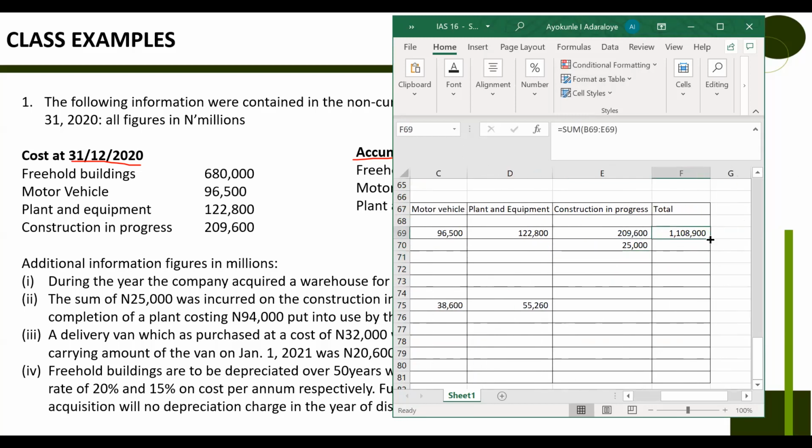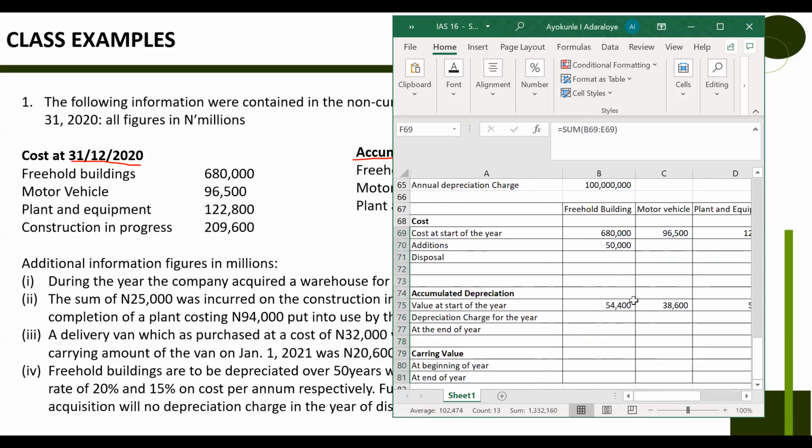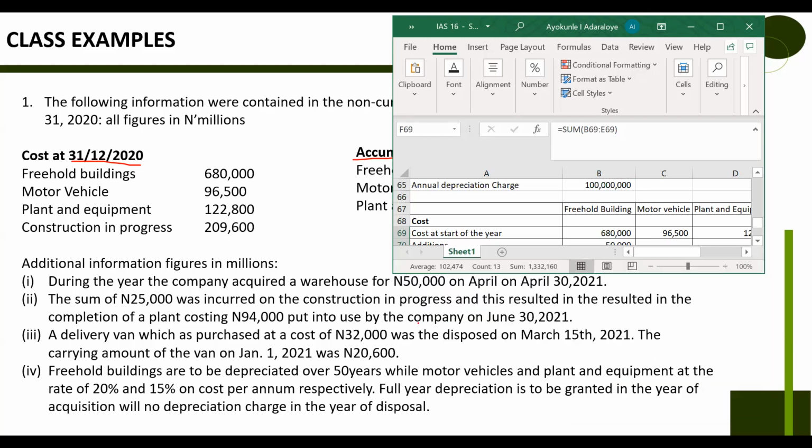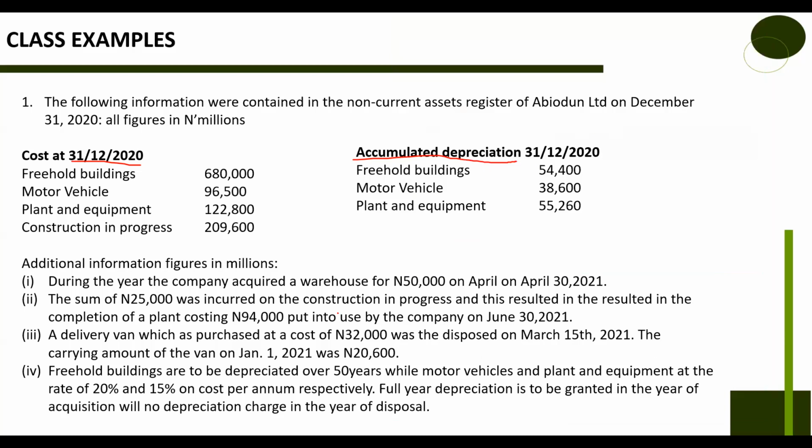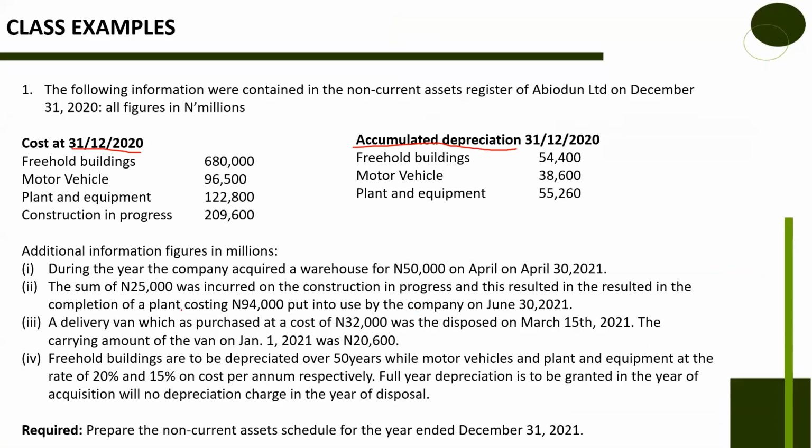Let's sum up all these things to the side here. Let me just drag it down. 25,000. Now, can you tell me how we are going to treat the second part? They said after we incurred an additional 25,000 naira, what happened? It resulted in the completion of a plant costing 94,000. It resulted in the completion of 94,000 naira worth of what? Plant.